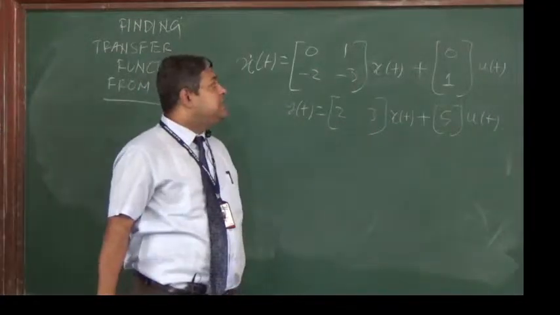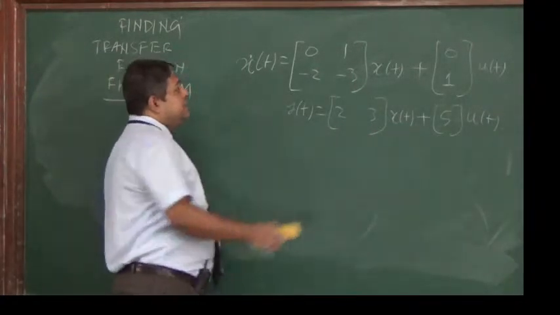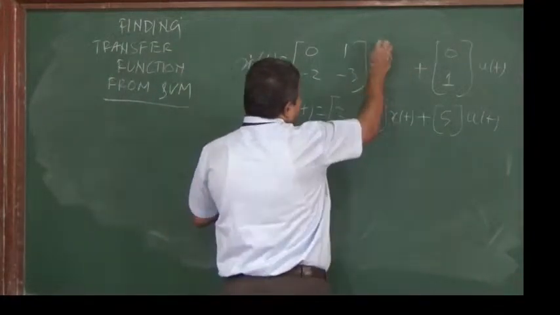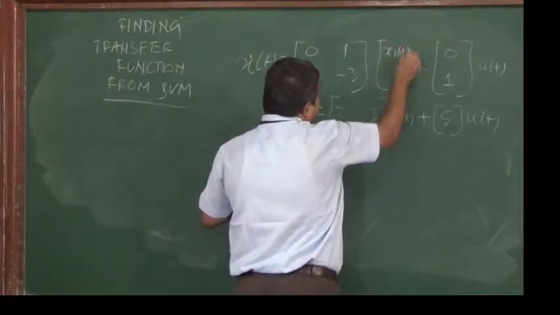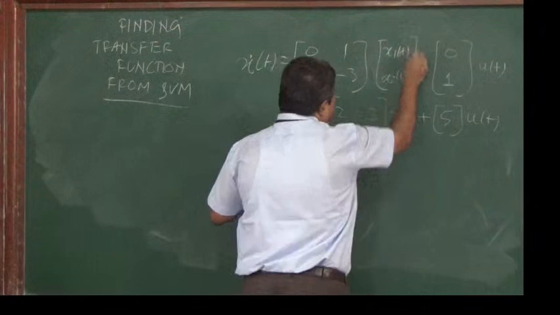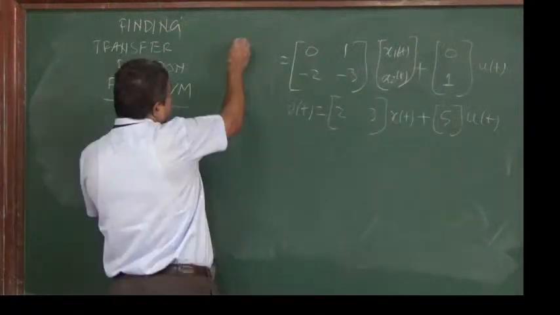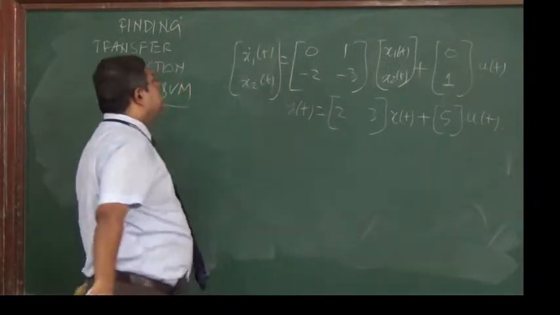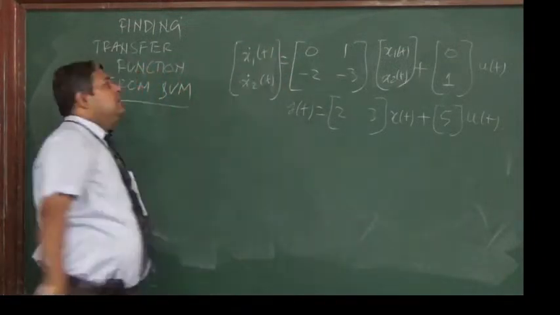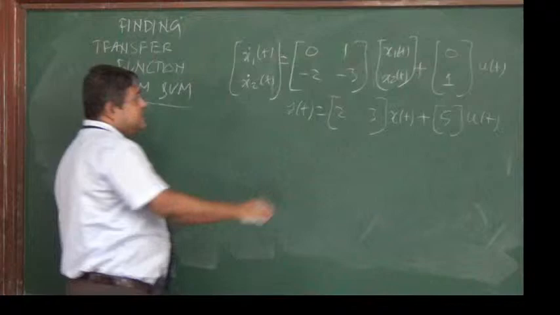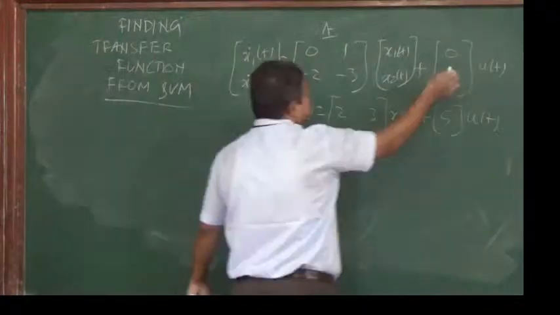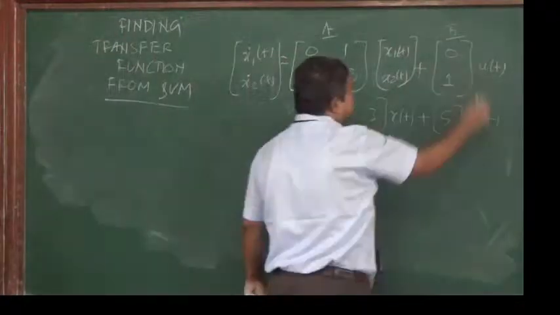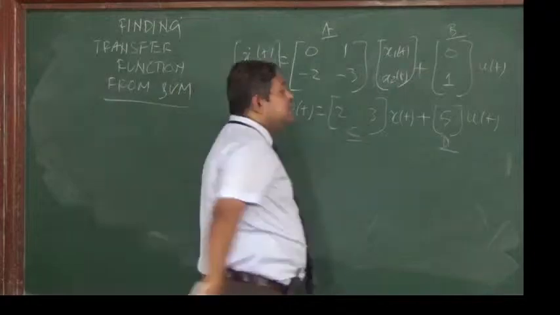This is a second order system, and those who want can write this x(t) as x1(t) and x2(t). In the same way, this x dot t can also be written in vector form, x1 dot t and x2 dot t, like this. So anything you write is correct. So now the A matrix is [0 1; -2 -3], the B matrix is [0; 1], the C matrix is [2 3], and the D matrix is 5.